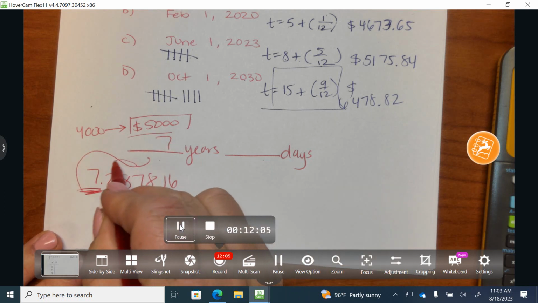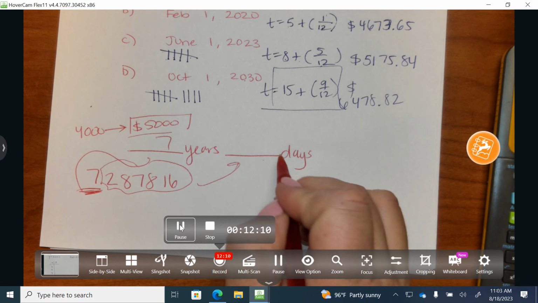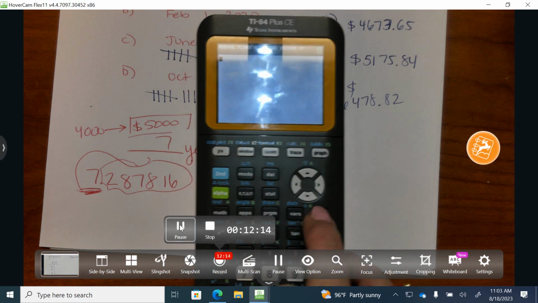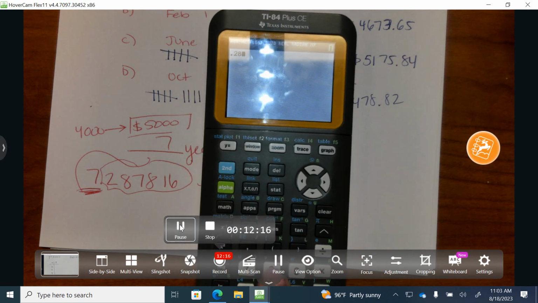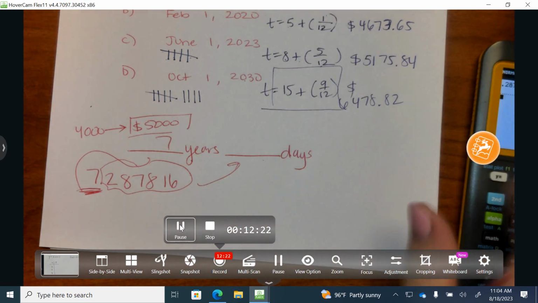Now I want to take this partial year and turn it into days. So ask yourself, how many days are there in a year? There's 365. So I'm writing in the decimal, 0.287816 times 365, and the answer is 105, approximately 105.